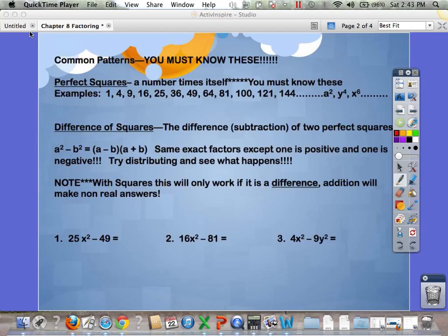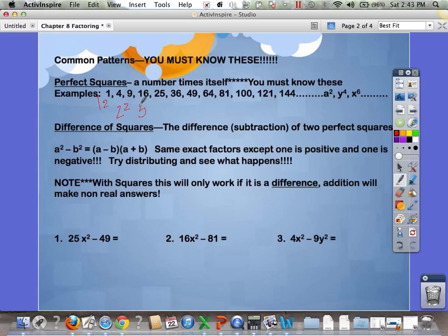For example, 1 squared is 1. 2 squared is 4. 3 squared is 9. 4 squared is 16. 5 squared is 25. 6 squared is 36, and so on. So what you're doing is simply taking whatever number and squaring it. Any number that you come up with is going to be a perfect square.